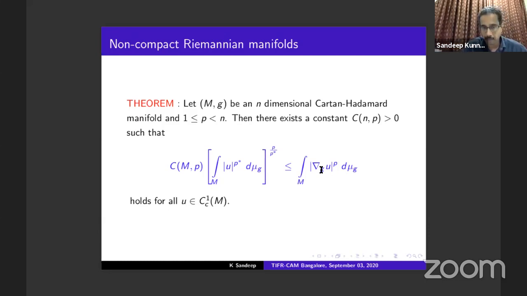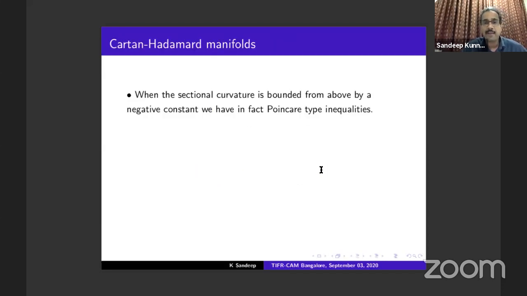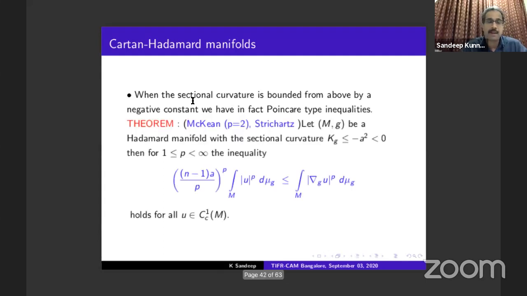Now if you impose further conditions, you can even have Poincaré type inequalities. That's what I am going to tell you now. The Cartan-Hadamard manifold means the sectional curvature is less than or equal to 0. But you can have a Poincaré inequality when you demand that the sectional curvature is strictly negative. So that's what I am stating next.